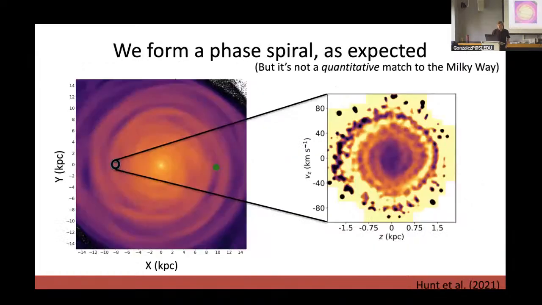And so a lot of this talk is now going to focus on the phase spiral and the vertical perturbation for the rest of it. And as I said, this model forms a phase spiral. If you take the little volume around what would be the sun, with the Sagittarius-like dwarf on the far side, you get this little phase spiral here, but it's not a quantitative match to the data.